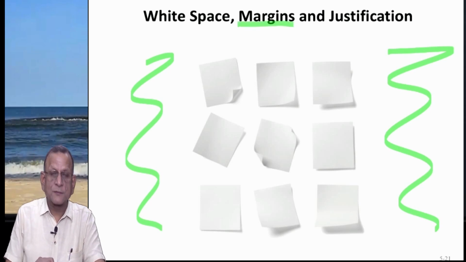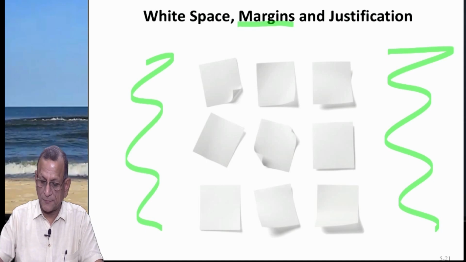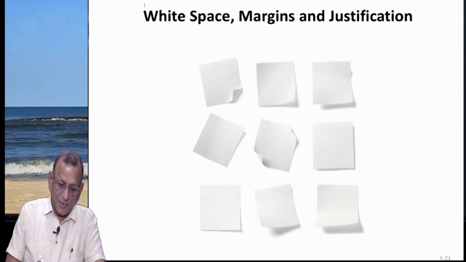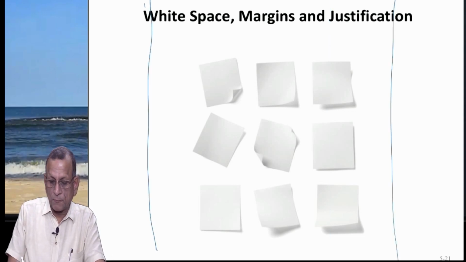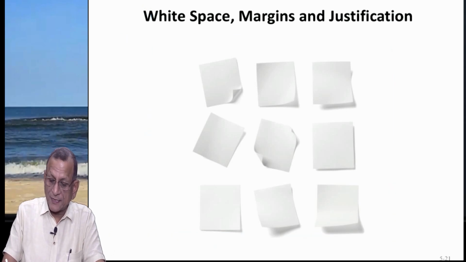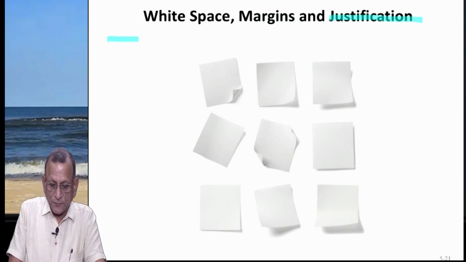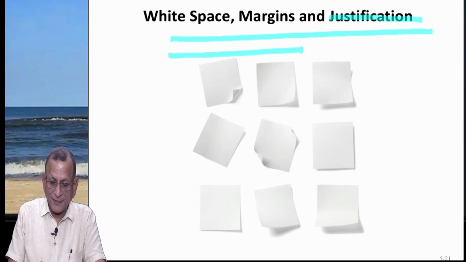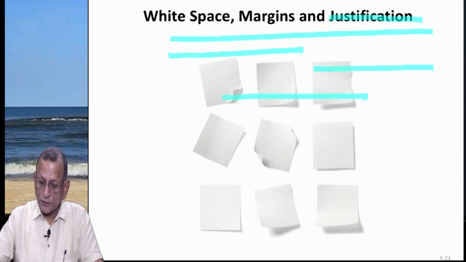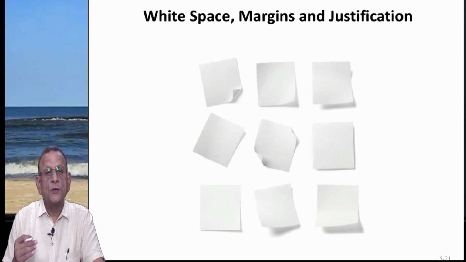Then margins. How much margin are you going to give? Left margin, right margin, top margin and bottom margin. Then the next is justification. What is justification? Justification is alignment. It is fully justified, left aligned, right aligned, center aligned or what. So, justification is also going to help you enhance the readability of the document.